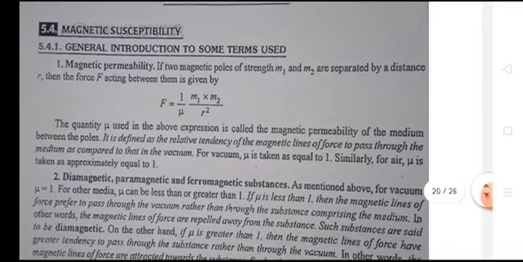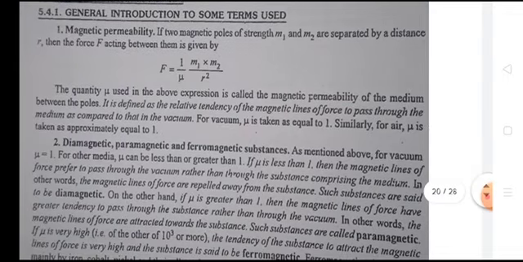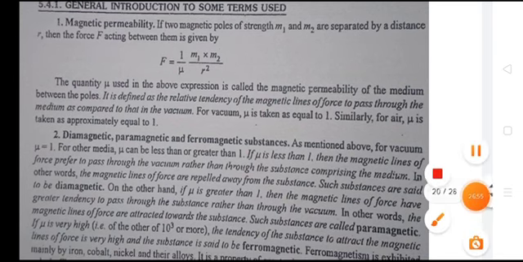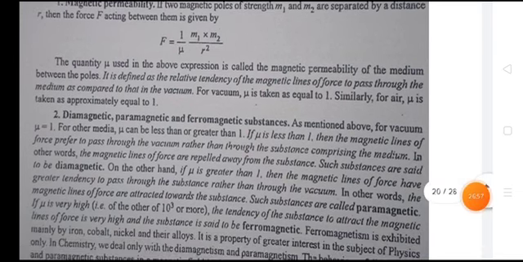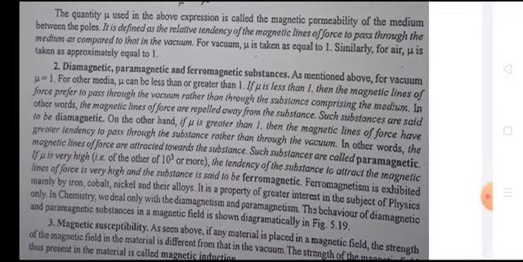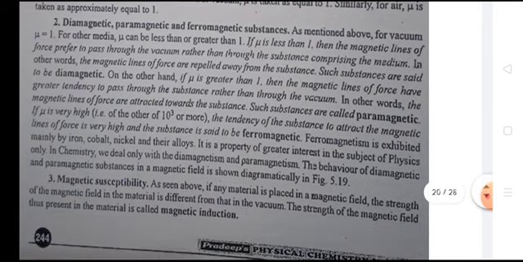Magnetic susceptibility. General introduction. Magnetic permeability. If two magnetic poles of strength M1 and M2 are separated by distance R, then the force F acting between them is given by the expression. The quantity mu used in the expression is called the magnetic permeability of the medium between the poles. It is defined as the relative tendency of the magnetic lines of force to pass through the medium as compared to that in vacuum.